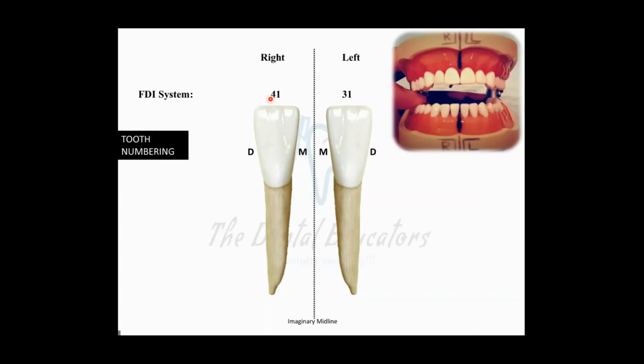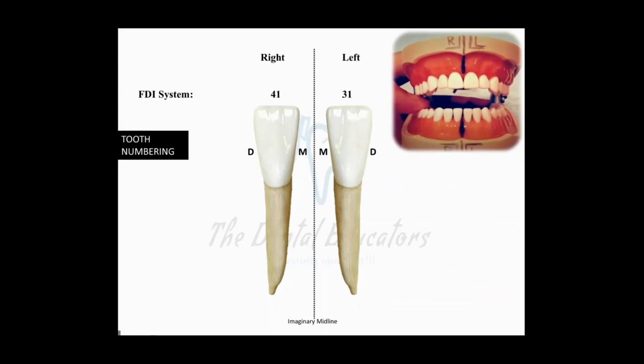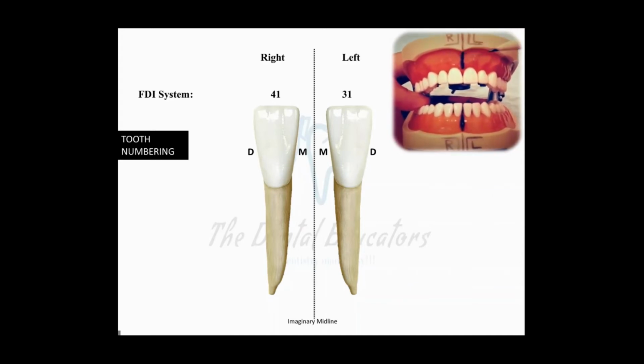Then as the central incisor is the first tooth from the midline, we write it as 4 1 for the lower right central incisor. Now as we go through this video demonstration, you can easily understand the tooth numbering system. So 1, 2, 3, 4, we have four quadrants, as we discussed earlier as well.